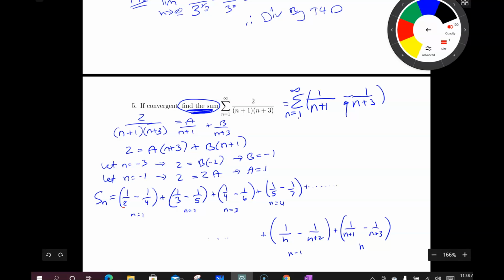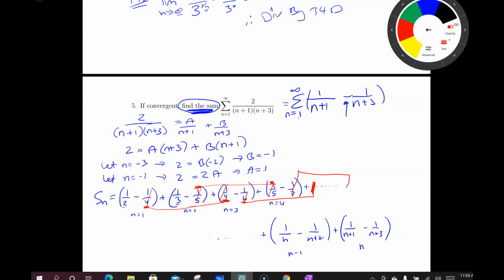The 1/2 stays, not canceling with anything. This -1/4, I see that's the last one in this group. I'm going to skip a group and cancel with the first one in this group. The 1/3 stays. The -1/5 is the last one in this group, skip a group, cancel with the first one in this group. So the 1/4s are gone, the 1/5s are gone. Now I get to think about the pattern. The 1/6 will be the last one in this group, I'll skip a group and cancel with the first one in this group. The 1/7 will do the same.